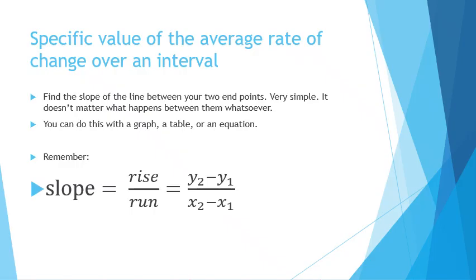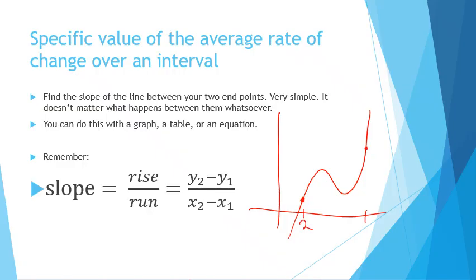Taking a look at now the specific value of the average rate of change over an interval. So basically all you want to do is find the slope of the line between two endpoints. It does not matter what happens between them, right? So if we have this and we're looking at the average rate of change from, let's say, 2 to 5, it doesn't matter what happens. We are just finding the slope between those 2 points.